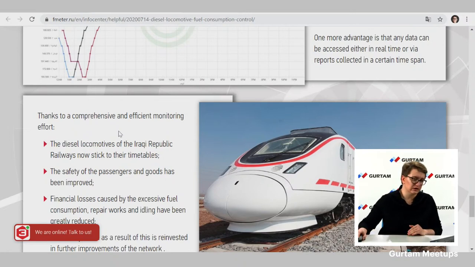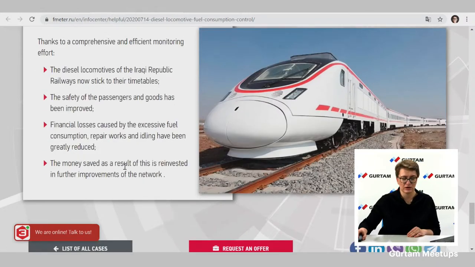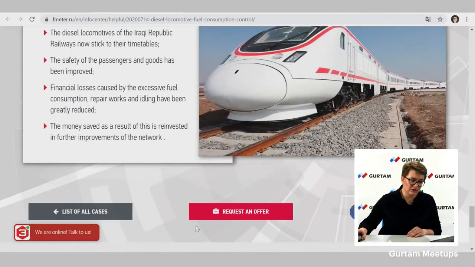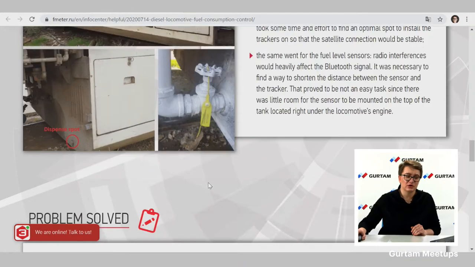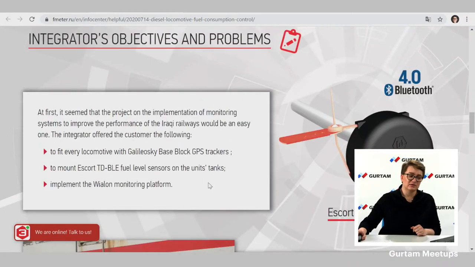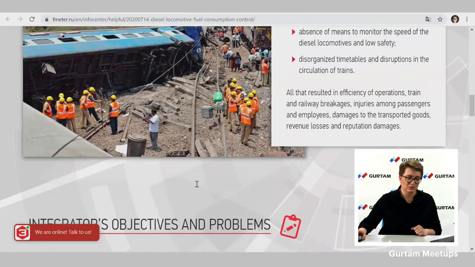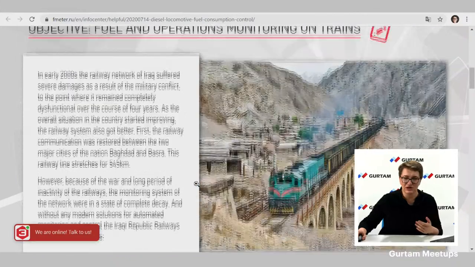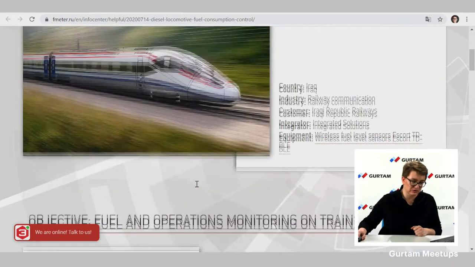But they are talking about sticking to timetable, safety of passengers, financial losses which were eliminated, and the money saved due to improvements of the network. And here's even a call to action. So if you read this case and you like it, you can order something like that. Well, it's really hard to talk about things that can be improved here, because it is a very good example. Yes, it is difficult to create a page like this. Yes, you have to put your effort into this, but believe me that a page like this would work really well in converting leads or acquiring new customers.